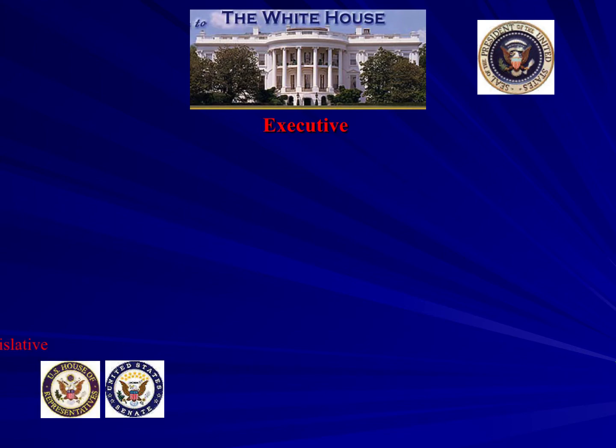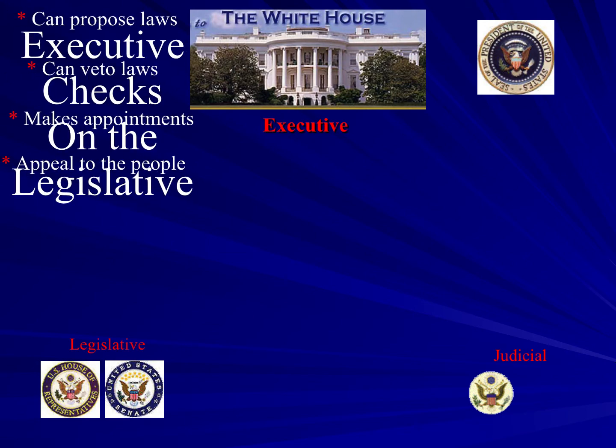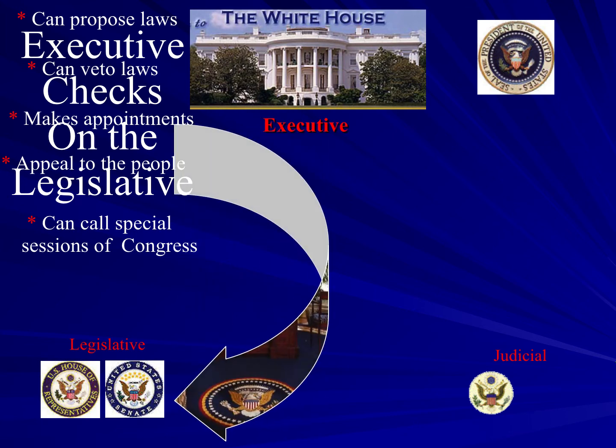Okay, so the executive branch. The executive branch has checks on the legislative. The White House can propose laws. They can veto laws. They can make appointments. They can appeal to the people. They can call for special sessions of Congress. They can also pass what are known as executive orders. That's another way that the executive has control over the legislative lawmakers.